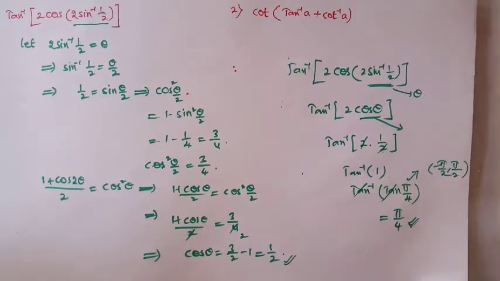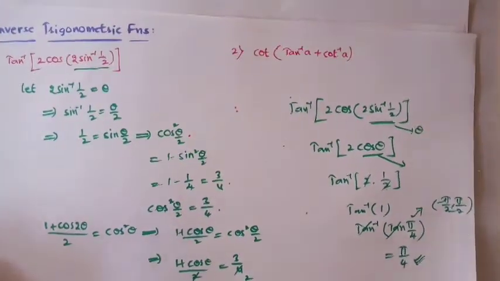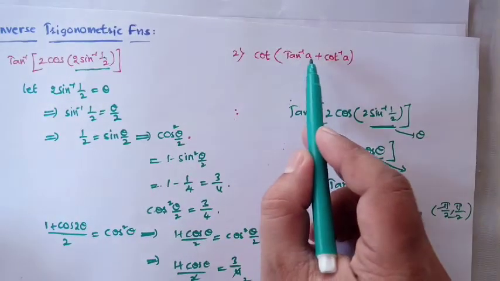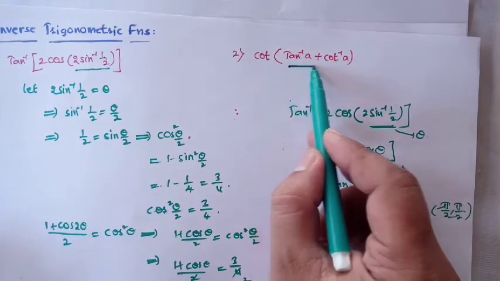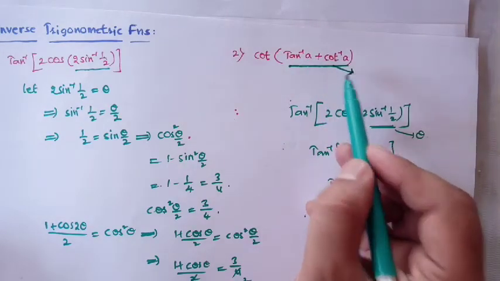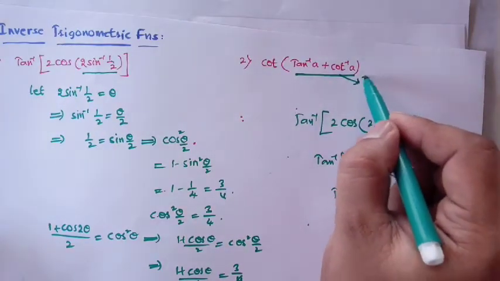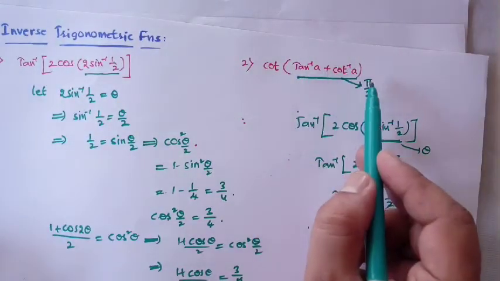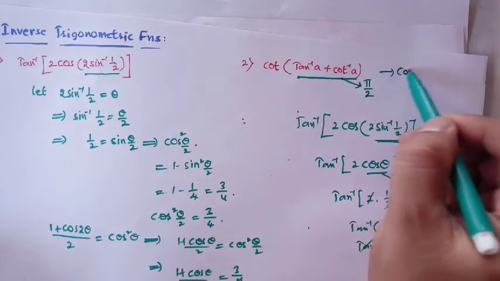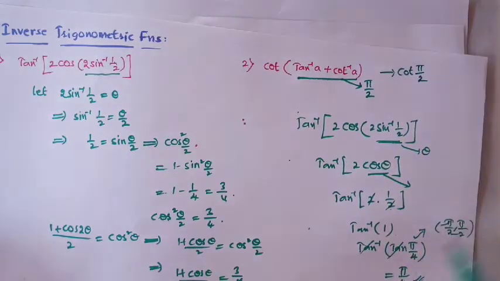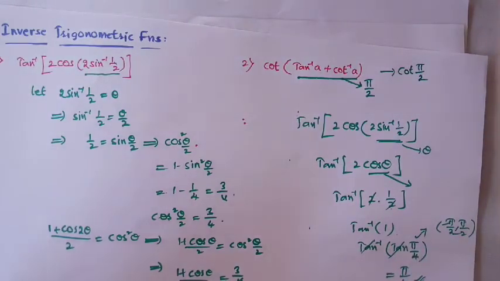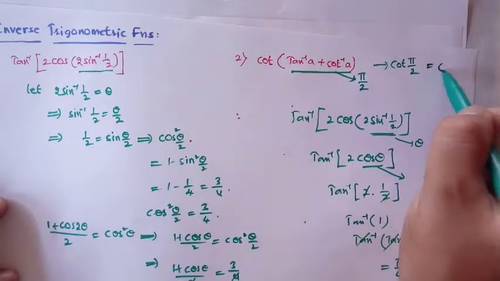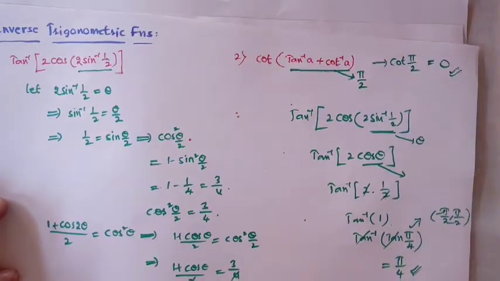Coming to the second question here. The second question can be taken directly. Cot of tan inverse of A plus cot inverse of A. We already know this particular value from the properties of the inverse trigonometric functions. It can be written as pi by 2. Then this total value is cot pi by 2. Tan pi by 2 is equal to infinity, so cot pi by 2 is equal to 0. So this particular value is 0.